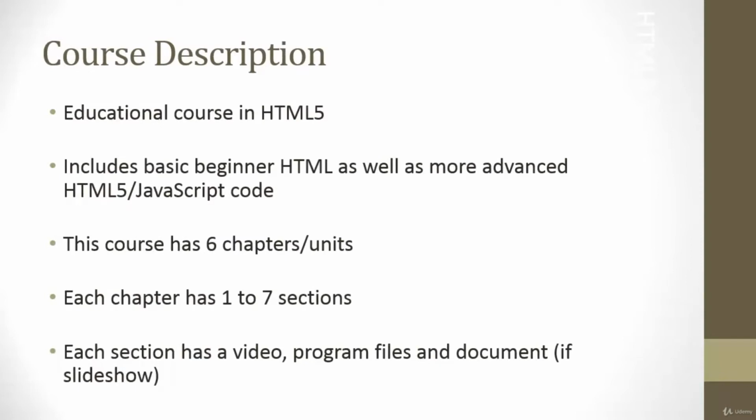So this is an educational course in HTML5. It includes basic beginner HTML, such as lists, tables, paragraphs, headings, things like that, as well as more advanced HTML5 and JavaScript code, so things like geolocation, audio and video features, canvas, and drawing tools. This course has 6 chapters or units. Each chapter has 1 to 7 sections, and each section has a video, and we'll also include the program files for that video and also the document if it's a slideshow video.